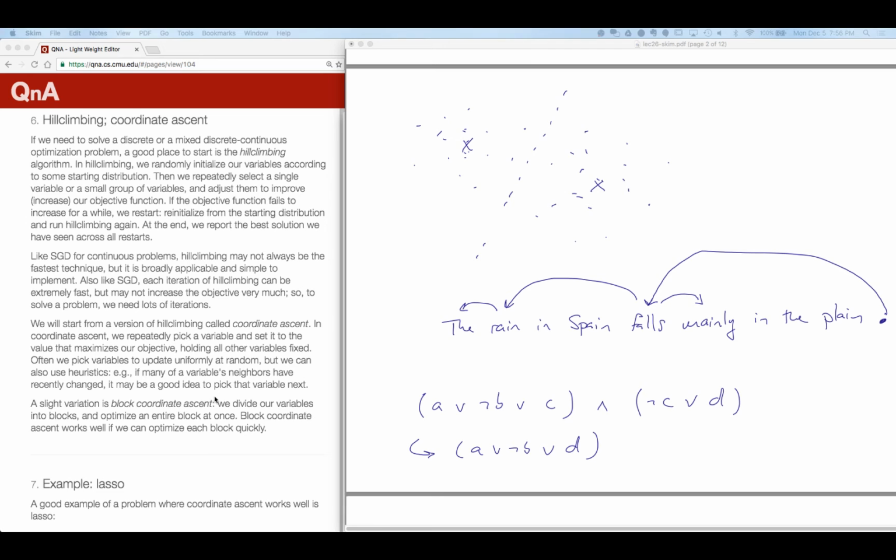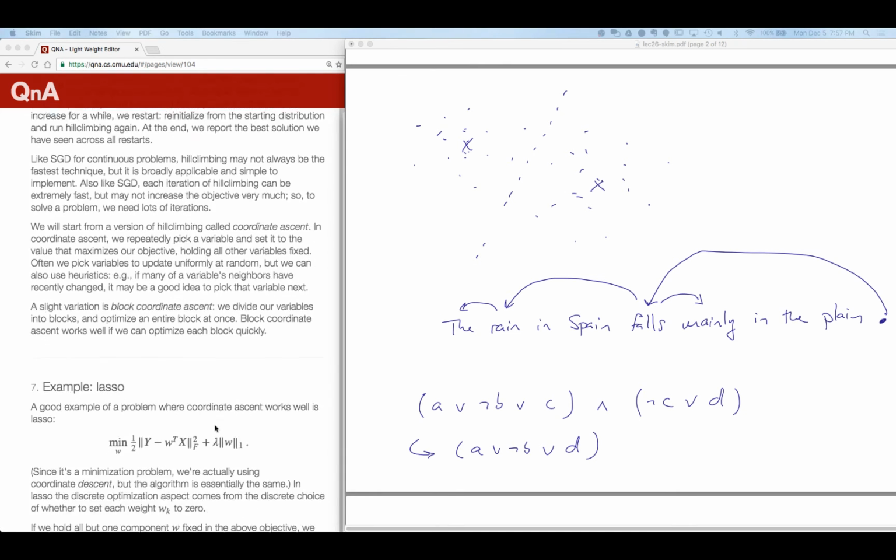If we pick more than one variable at a time, that's called block coordinate ascent. And the optimization problem for a few variables gets harder, but we might make more progress. And so the trade-off usually depends on how efficiently we can solve the block coordinate optimization problem.